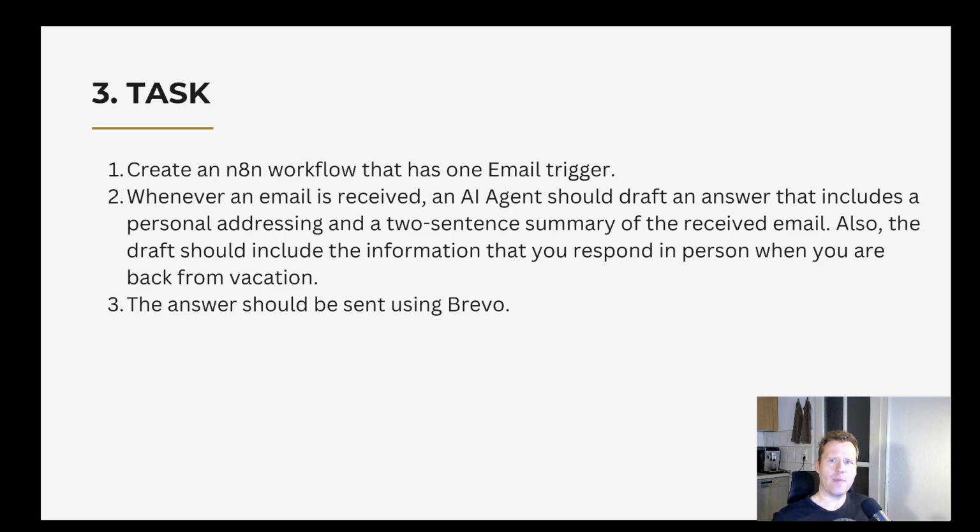So whenever an email is received, an AI agent should draft an answer that includes a personal addressing and a 2-sentence summary of the received email. Okay. Also, the draft should include the information that you respond in person when you are back from vacation. Okay. Then the answer should be sent using Brevo. So now you just need to apply what you have learned here, sending a transactional email through Brevo. Have fun solving this task, and you may pause the video now until we compare the solutions.